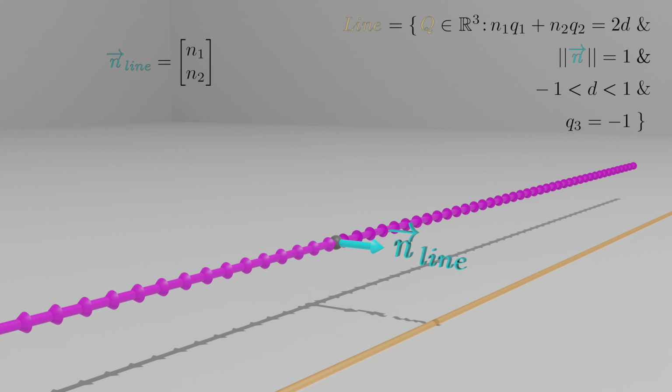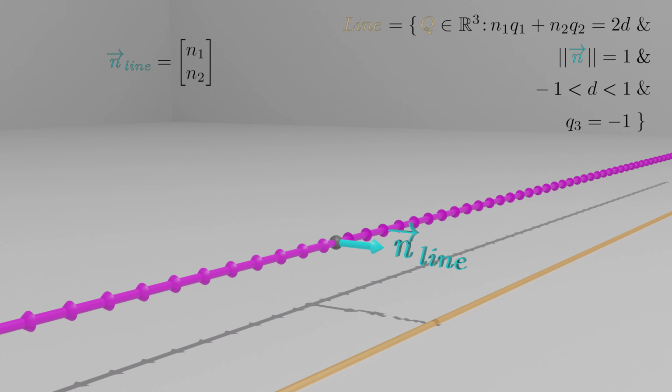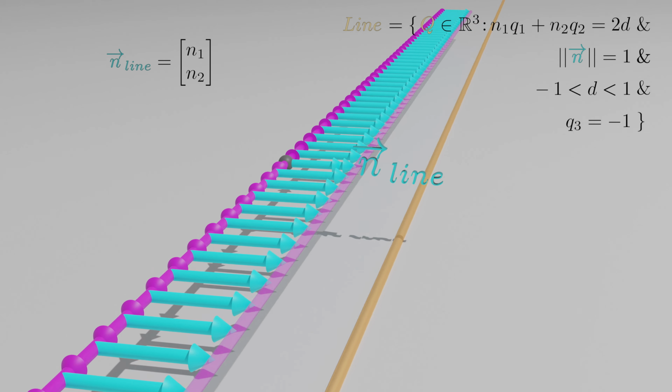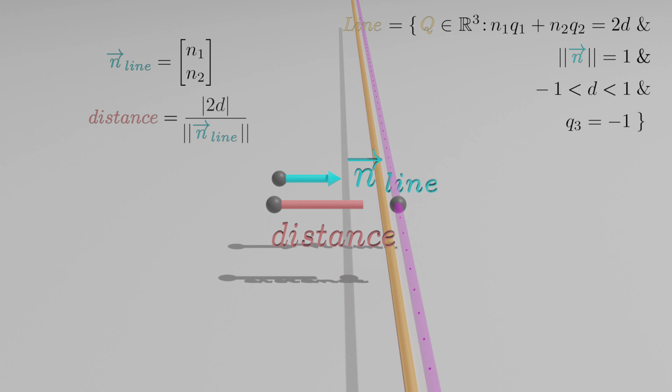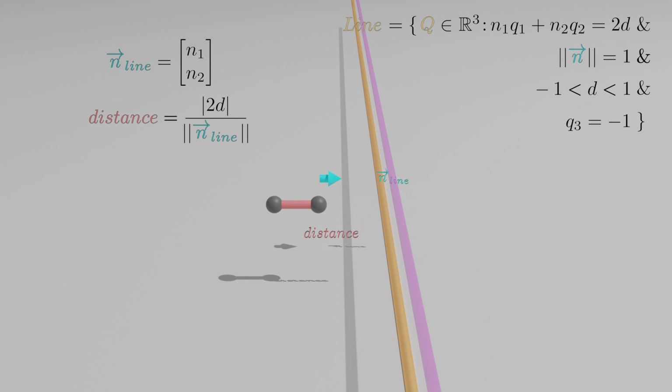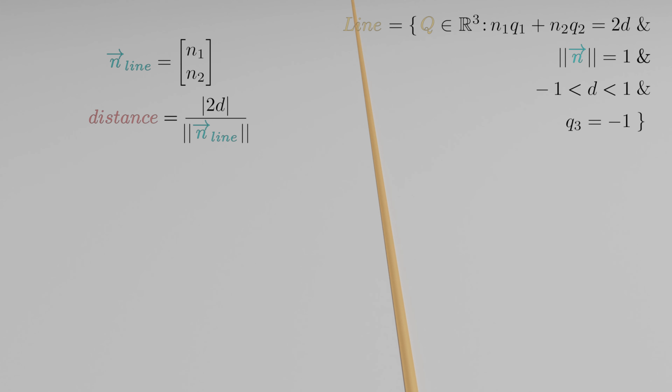There would then be a line that passes through the origin worth of vectors whose dot product with n-line is 0. Also, since this line's equation is set equal to 2d, the vectors that satisfy the equation for this line are offset away from the origin in the direction of n-line by some distance. This distance, which is actually the shortest distance from this pink line to the origin, is equal to the absolute value of 2d over the magnitude of n-line. Unfortunately, this distance does not reduce to the absolute value of 2d because we can't assume that n-line has unit magnitude. The last step would then be to set the line's z-coordinate equal to -1 for it to reside in the plane.